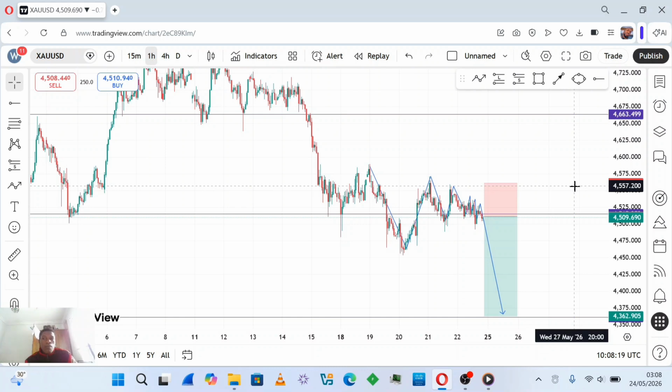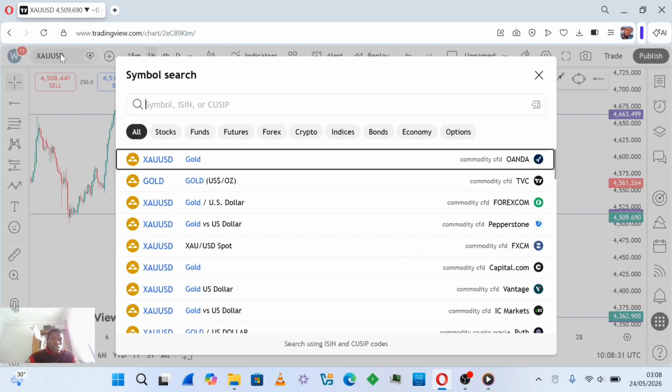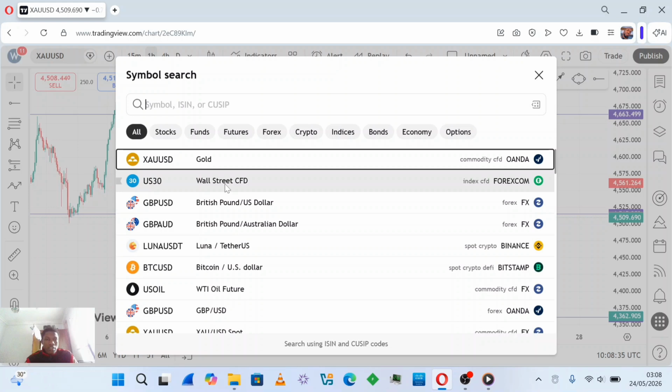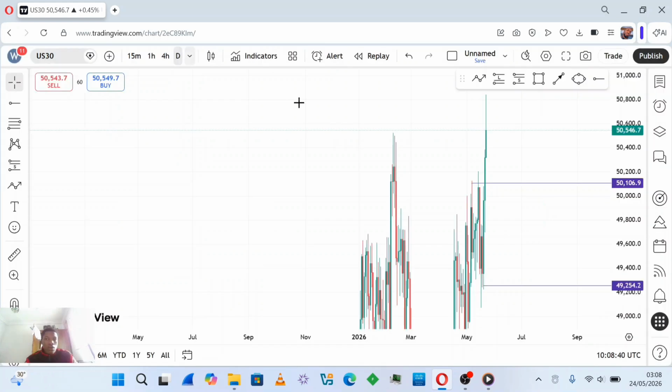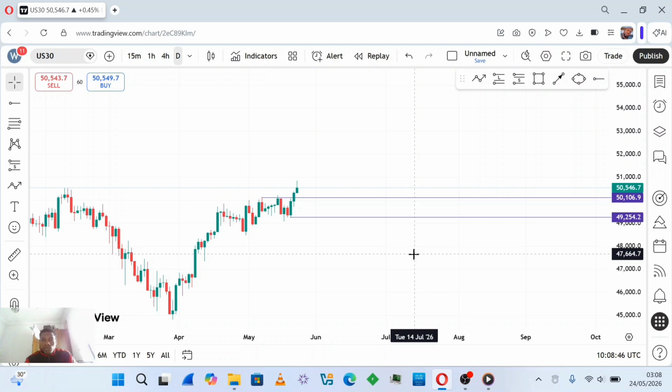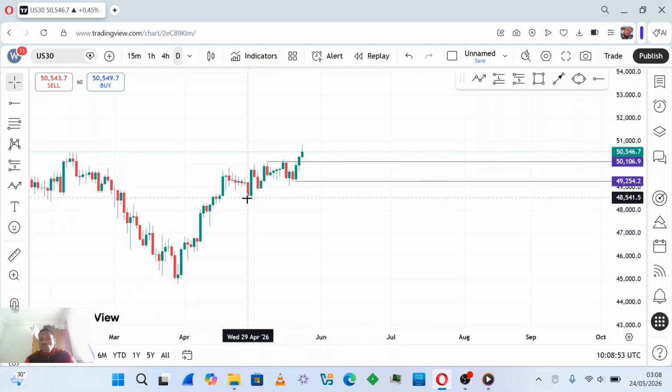So apart from gold, I also trade US30. So I'll go down to US30 now. Let's go to US30. They are pretty simple. This is US30. First of all, I go to the daily time frame to see exactly what is happening. I already made this analysis before, and as you can see, US30 is just an uptrend.